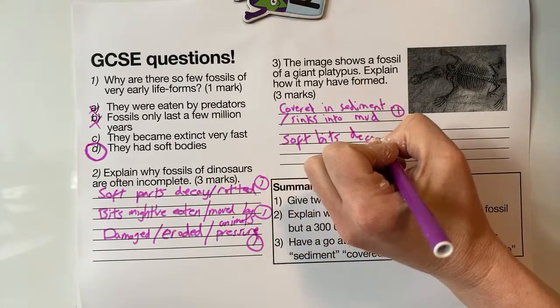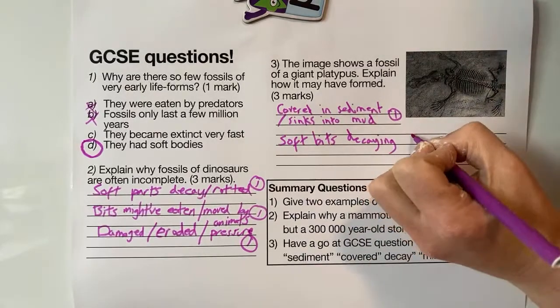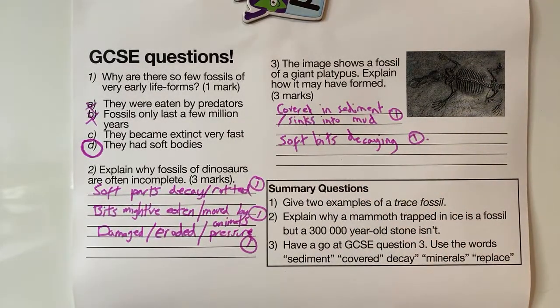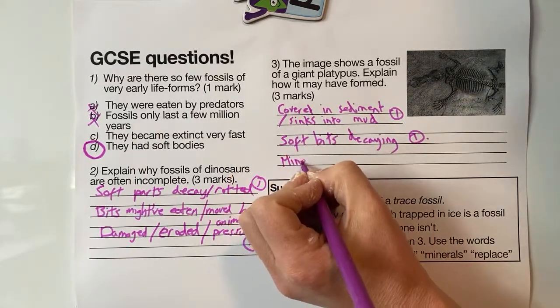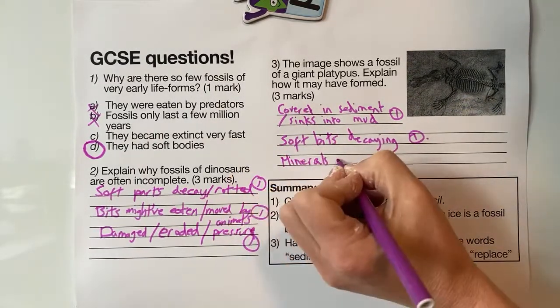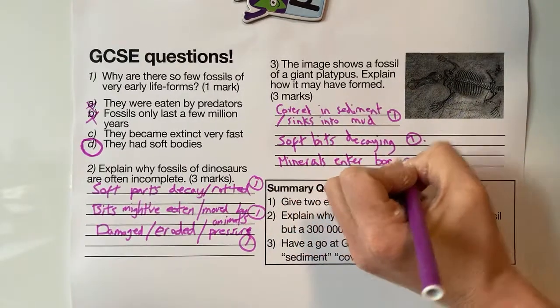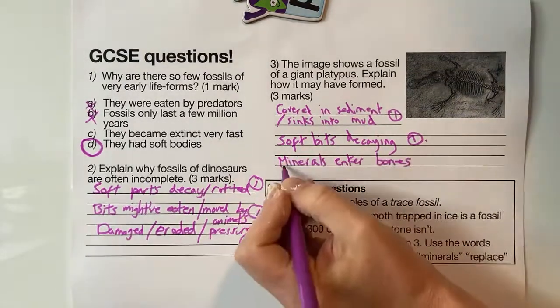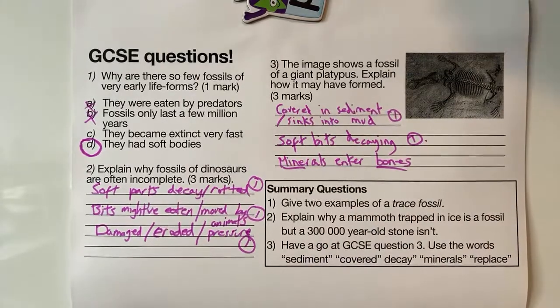The second mark comes from, again, the soft bits decaying. I might not have said that. But that's why the fossil ends up looking like this, because the soft parts are decayed. That's why we don't have the skin. And for the third mark, it was minerals enter bones. So well done if you mentioned minerals at all. Minerals enter bones, or bones are replaced by minerals. If you've written minerals and bones, then very well done indeed. I thought they were very tough.